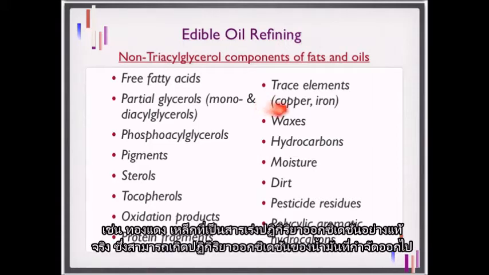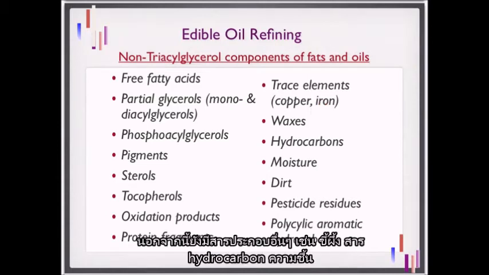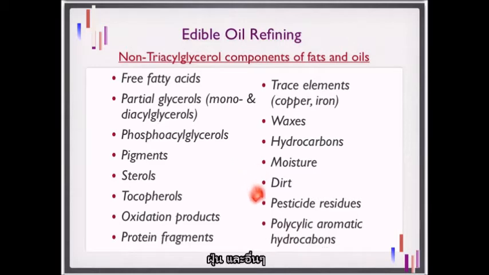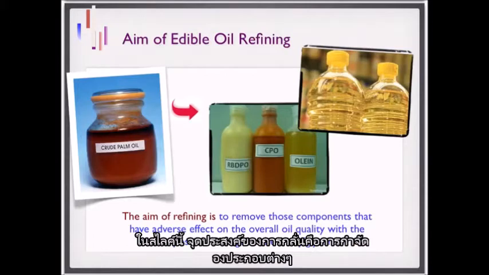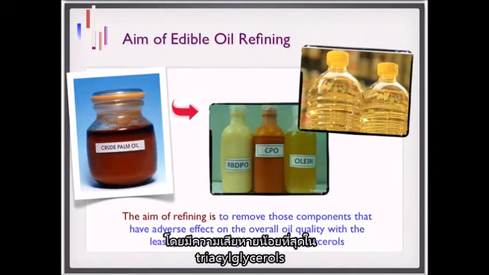The trace elements such as copper and iron are actually pro-oxidants, which can promote oxidation in the oil. So we need to remove these to avoid oxidation of the oil. And we have other components such as waxes, hydrocarbons, moisture, dirt, and other components. So in essence, we can say that the aim of refining is to remove those components that I mentioned in the previous slides that can have adverse effect on the overall oil quality with the least possible damage to the triacylglycerol.